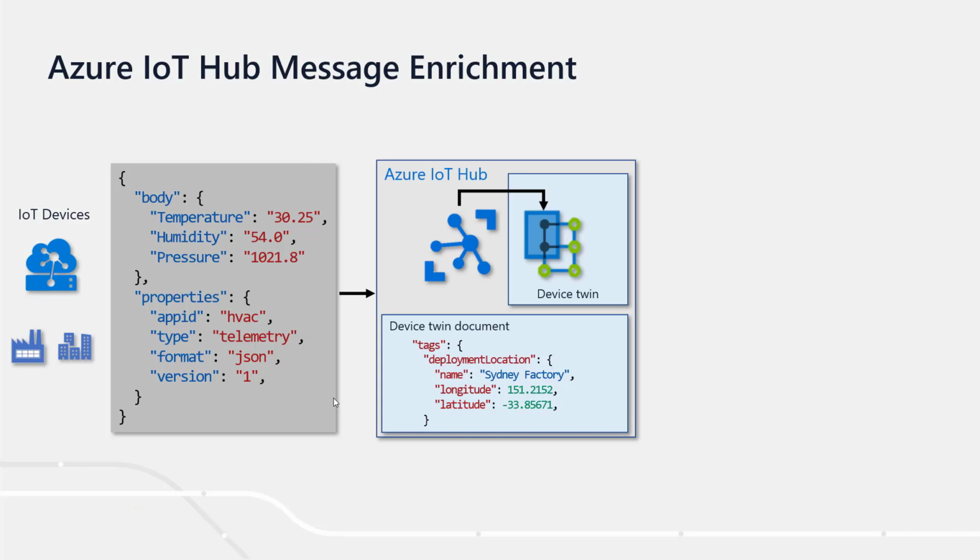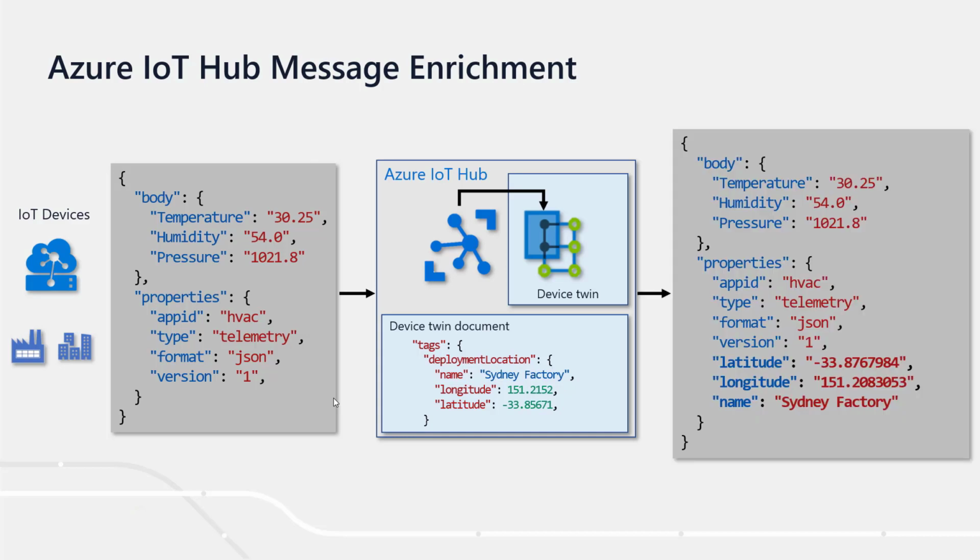Now I can use the tag information for message enrichment. In Event Hub, I can say that as these messages flow through, I want to enrich them with data from the device twin document. On the right-hand side, the body of the message is clearly the same, but three new fields have been added: name, latitude, and longitude. Now I've got that metadata attached to the message as it flows through the system, and that can be very useful, for example for driving reports, partitioning data, or a whole range of other things.